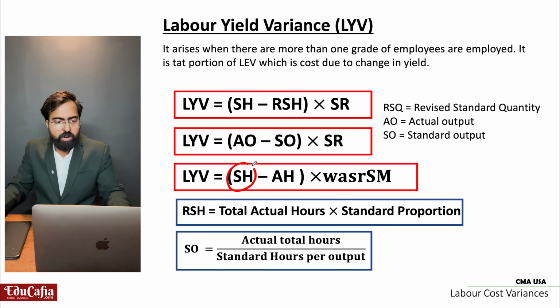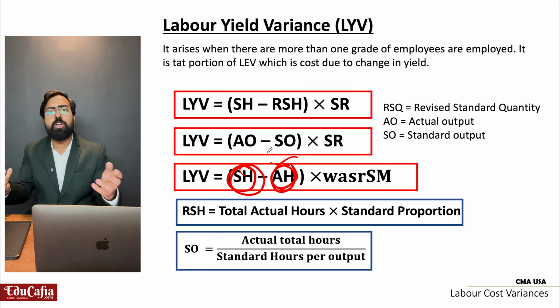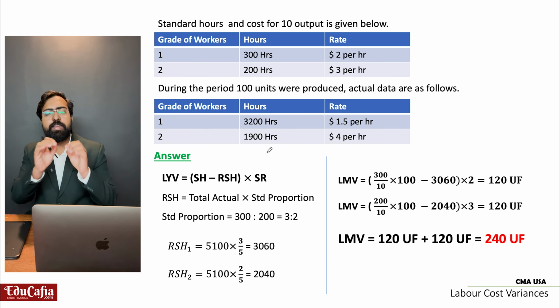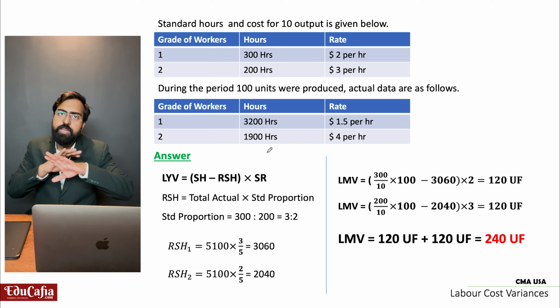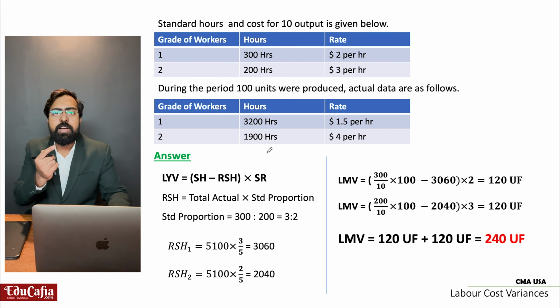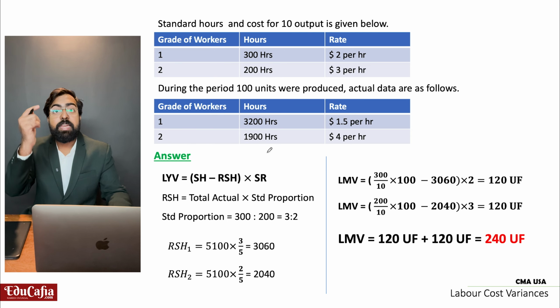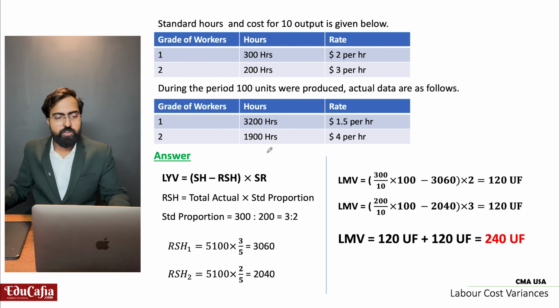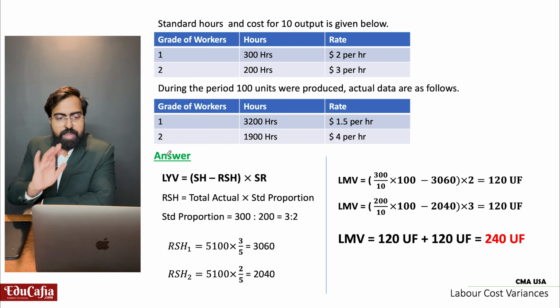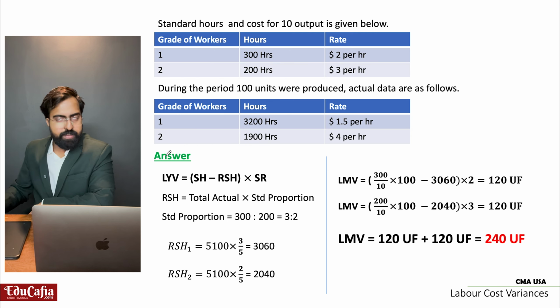Here, standard quantity minus actual quantity into the weighted average standard price of standard mix. That standard price becomes standard rate, and standard quantity and actual quantity become standard hours and actual hours. That is the only change here. So here also the equation is the same. You only need to study the material yield variance equations. You got it? So let's do a question, the same question. In this question, yield variance is there.